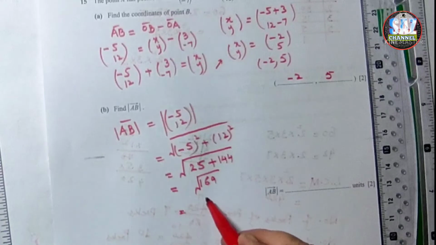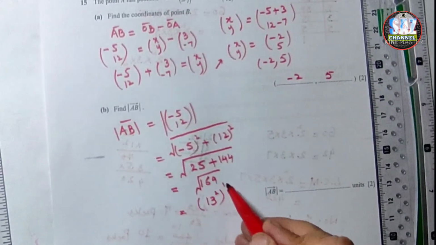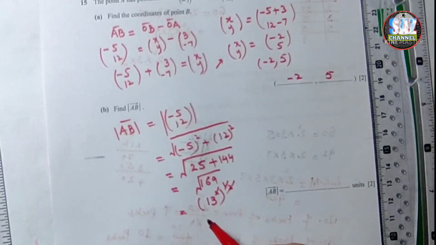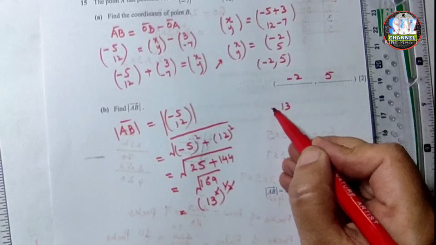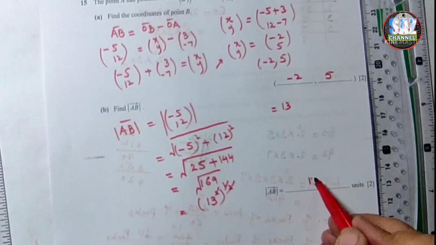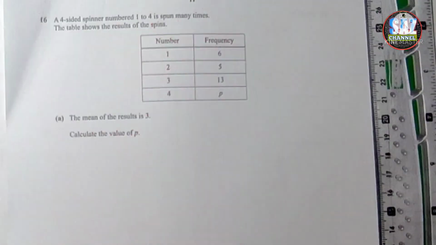It has 2 marks, and I hope we have done enough practice of these types of concepts. So please students, show complete calculation and working in the answer space. So AB distance or magnitude equals 13 units. I hope it was a really easy question, and let's move to the next question.